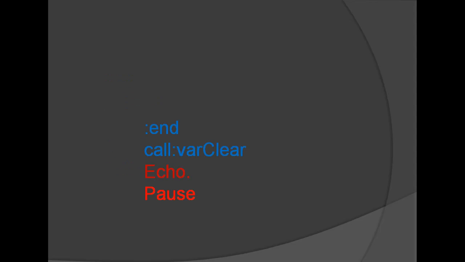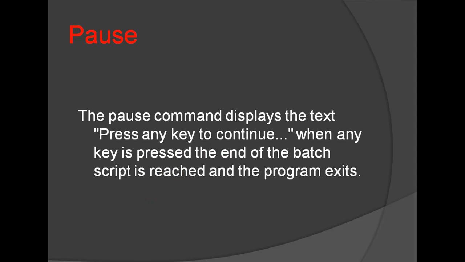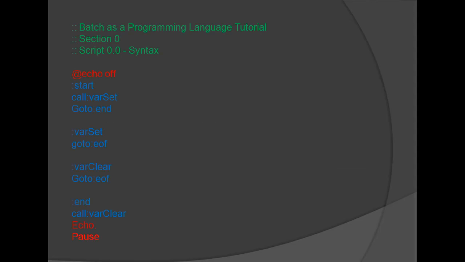The end label will first call the varclear function. Next it will output a blank line, then use the pause command. The pause command displays the text, press any key to continue. When any key is pressed, the end of the batch script is reached and the program exits.